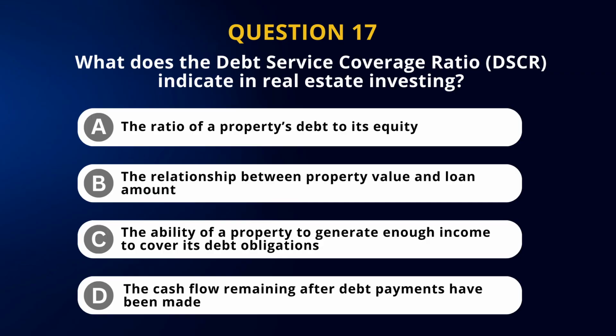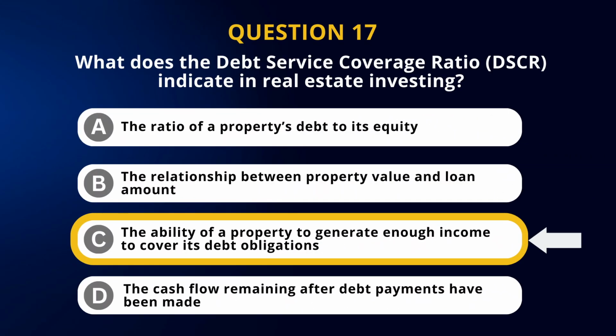Question number 17. What does the debt service coverage ratio indicate in real estate investing? Letter A, the ratio of a property's debt to its equity. Letter B, the relationship between property value and loan amount. Letter C, the ability of a property to generate enough income to cover its debt obligations. Letter D, the cash flow remaining after debt payments have been made. And the answer? Letter C, the ability of a property to generate enough income to cover its debt obligations.